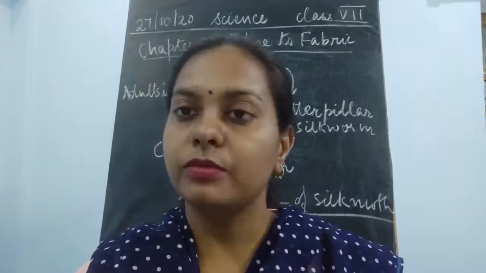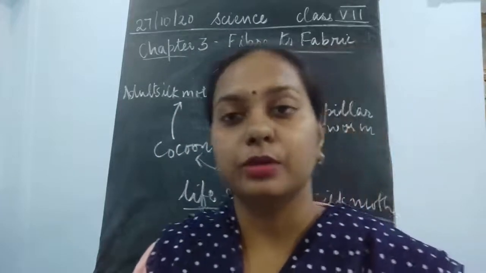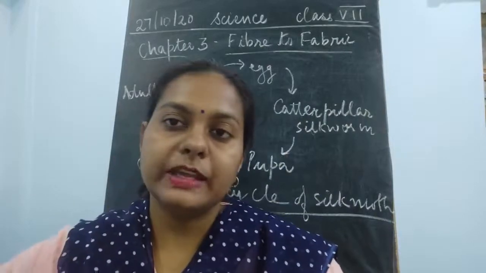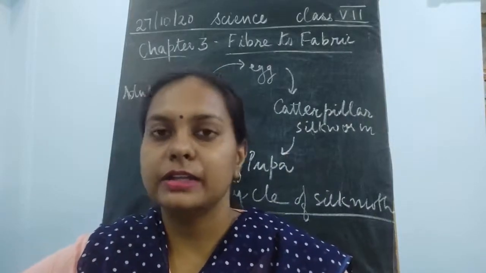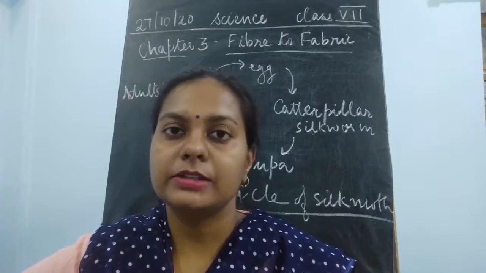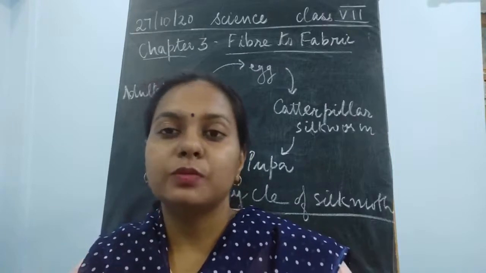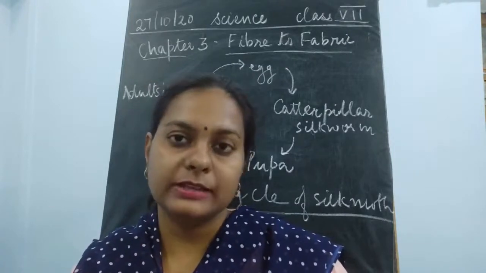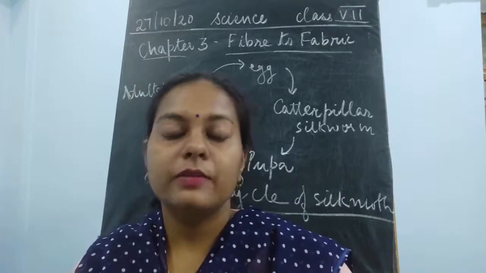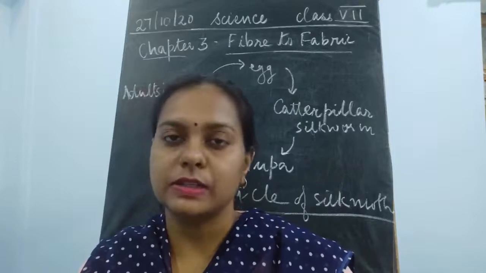In the last class we already completed the first fabric, wool, which we obtain from the sheep. The wool is processed by shearing, scouring, sorting, removal of burrs, and then it is spun into yarns. Then the wool is knitted into sweaters, and we wear those sweaters in the winter season so that we do not catch cold.